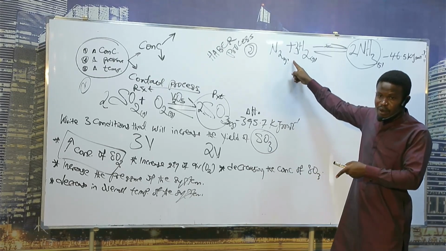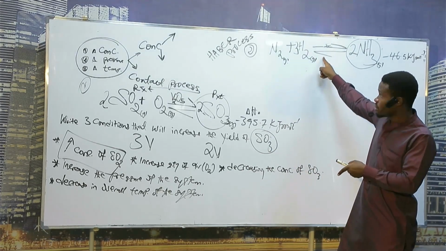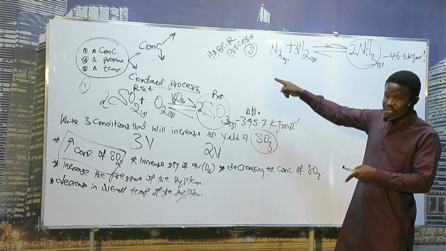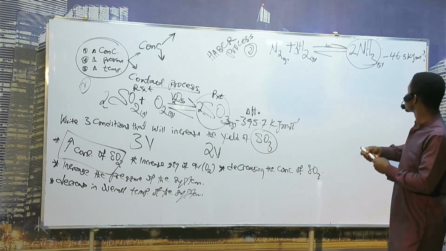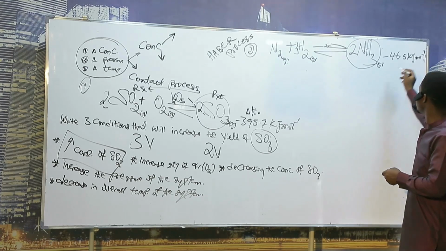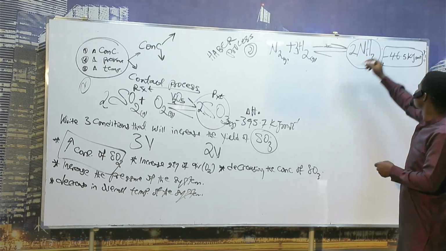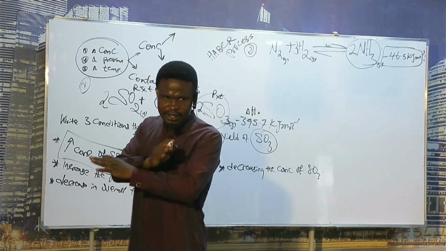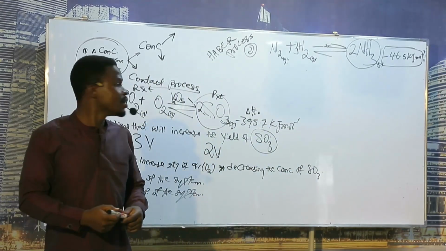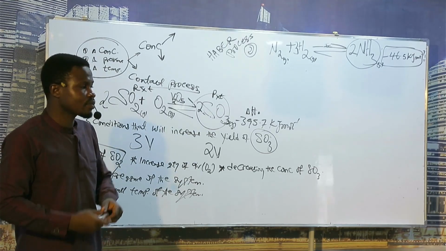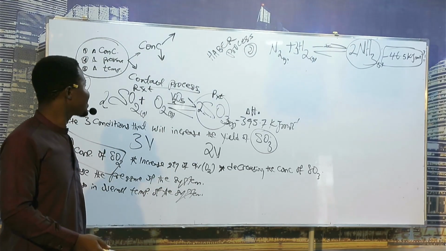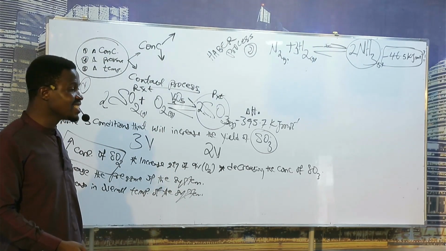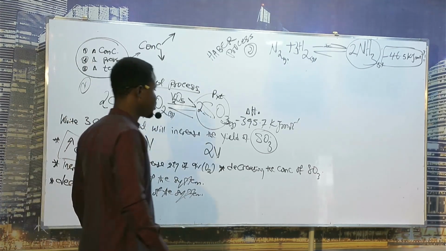Now, I'm giving you 1 minute. Process this. What are the conditions that will increase the yield of ammonia? Delta H is 46.5. I know it's 46 point something, even if it's not 5, but I know it's 46 point something kilojoule per mole. What are the conditions that will increase the yield of ammonia?